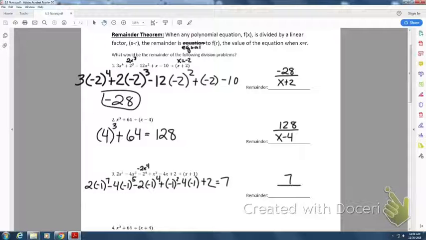And so it would be 7 over x plus 1. If you didn't, you probably, where there was a negative, you put a plus, or where there was a plus, you put a negative. Somewhere in there. Okay?